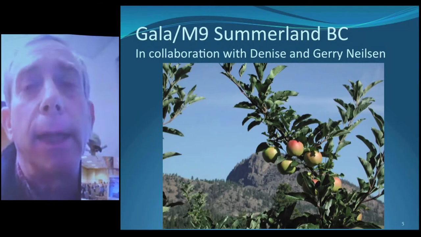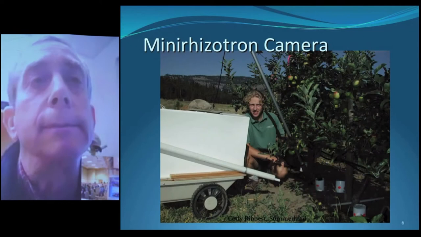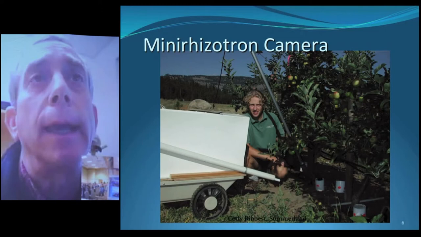Next slide. And so we used a system called mini rhizotrons where we could put a camera down a tube and photograph the roots, and in that way we could observe through time, at the very same location, how roots grew and their timing of growth. And next slide.